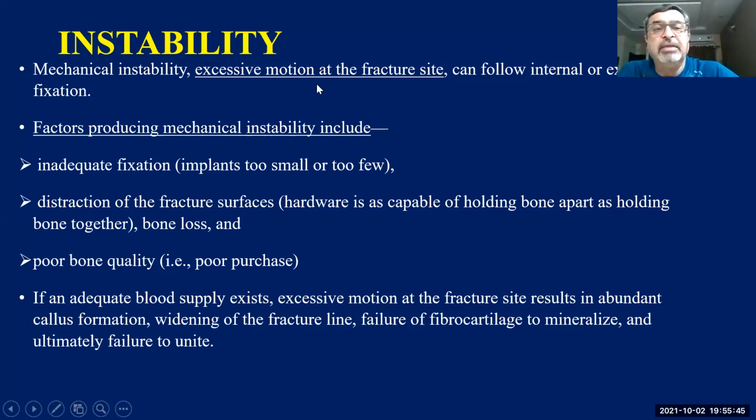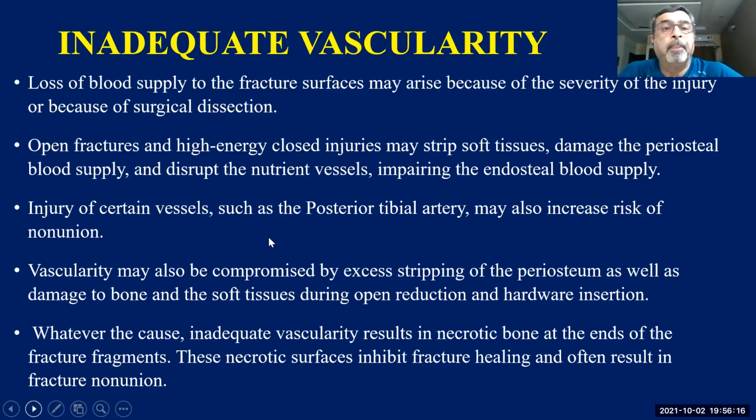Mechanical instability means excessive motion at the fracture site, which can follow internal or external fixation. Factors producing mechanical instability include inadequate fixation, distraction of the fractures, or poor bone quality. If an adequate blood supply exists, excessive motion at the fracture site results in abundant callus formation, widening of the fracture line, failure of the fibrocartilage to mineralize, and ultimately failure to unite, leading to a hypertrophic type of picture.